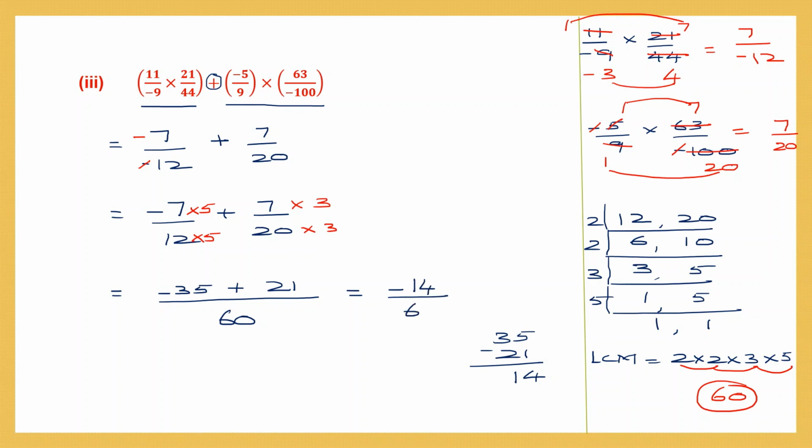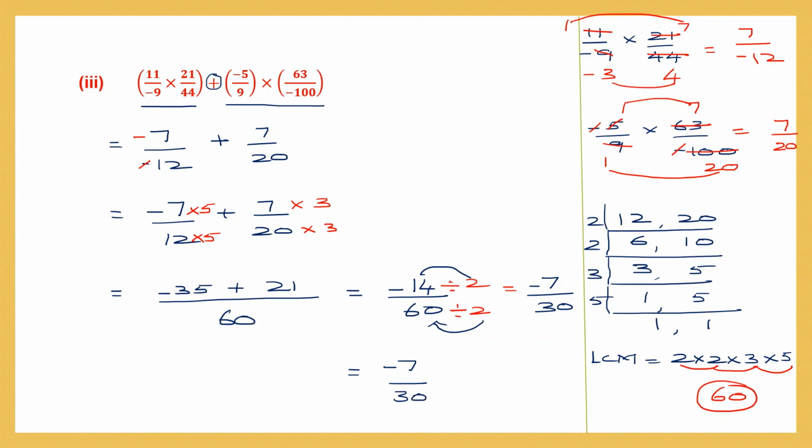Minus 14 by 60. Now this can be reduced to the lowest term. 14 and 60 are both even numbers, so they're both divisible by 2. So let's divide this by 2. So what do we get here? We get 2 into 7 is 14, so minus 7, and in the denominator 2 into 30 is 60, so this is 30. So what is our final answer? Minus 7 by 30 is our final answer.